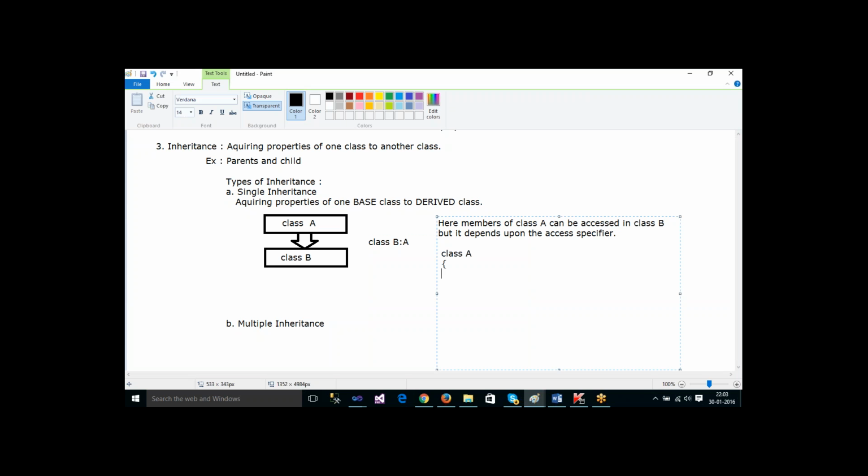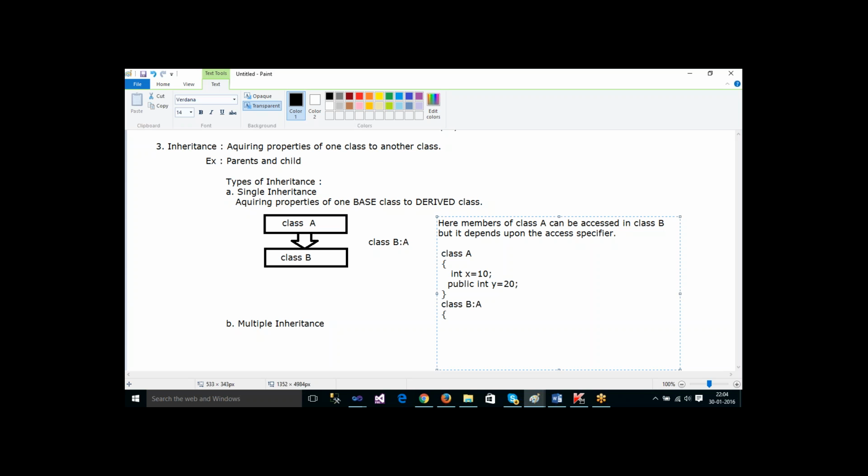Class A: int x equal to 10, public int y is equal to 20. I'll close it and take one more class. Class B colon A. Now tell me, what can I access in class B? Everything from class A? No. Only y. You can access only y.